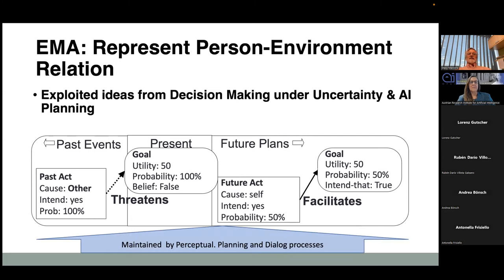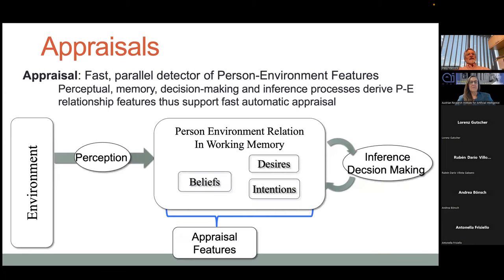Now, the assumption is that this plan is maintained by the perceptual, planning, and dialogue processes of the virtual character, essentially. There are other cognitive processes that are maintaining this representation. And so that basically means that we can now embed this in an agent where it's perceiving the environment, doing inference and decision-making, and maintaining this person-environment relationship in working memory, that planning structure I just showed.